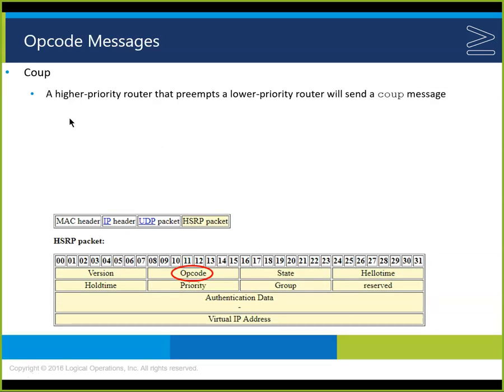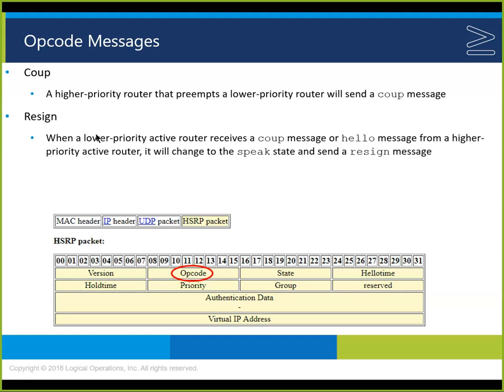A couple of messages. When the higher priority router preempts the lower priority router, it's going to send a coup message, and when the other one gets the coup message, it is going to resign. The lower priority router receives the coup message, which is a hello message from the higher priority router. It'll change to the speak state and send a resign message. And then we have the hello, which is the heartbeat. The hello is, are you still there? The heartbeat message, and that's the way they know that they're still running, that I should still be the active.